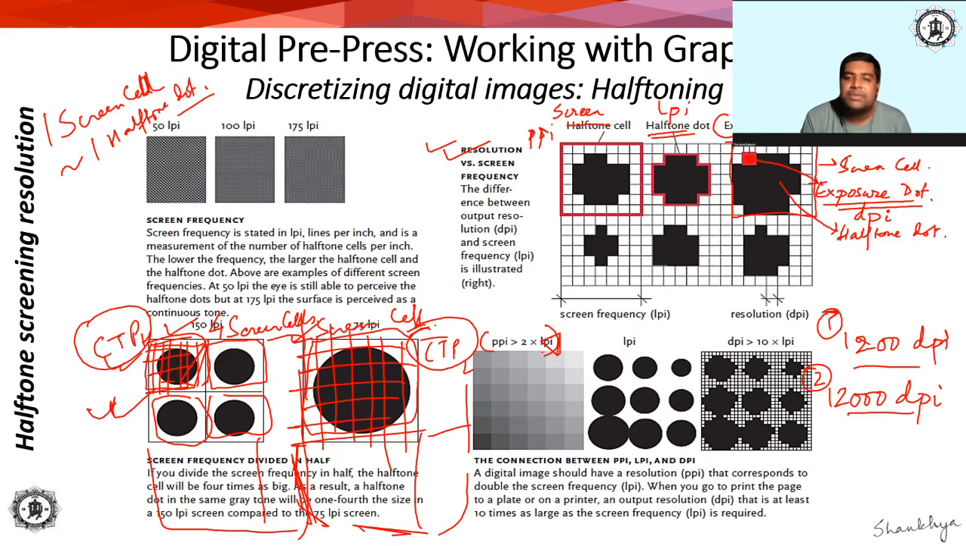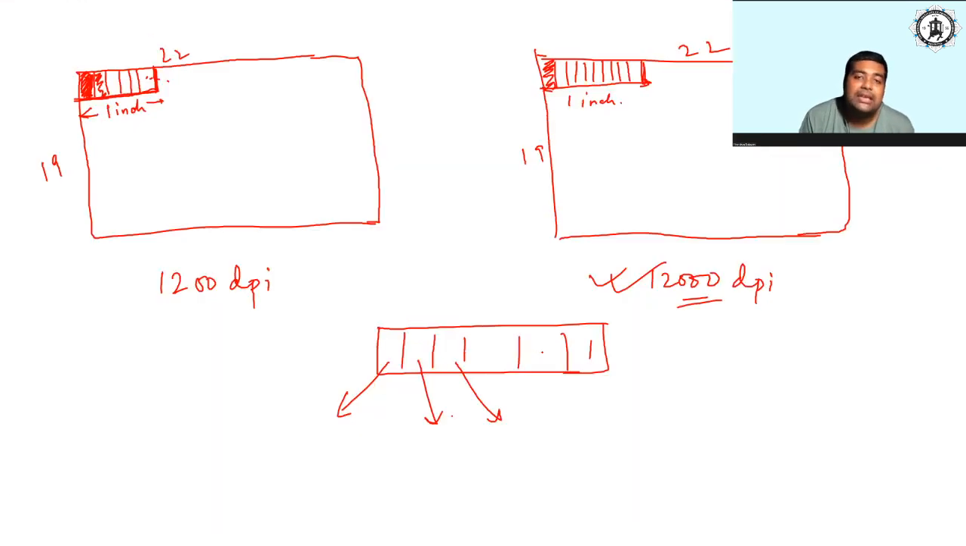Okay, so this is basically the relationship. Now the concept comes: why? First, two things: the relationship between PPI and LPI, and then the relationship between DPI and LPI. I will talk about these two things separately. So first, consider the relationship between PPI and LPI.